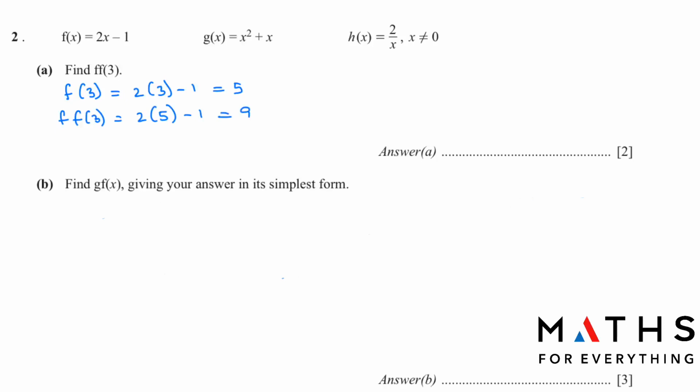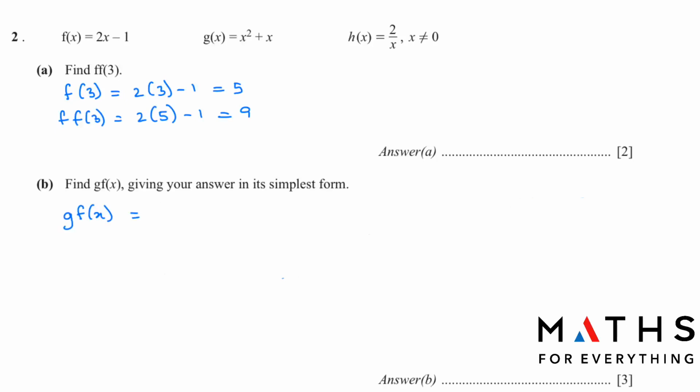And this will give us 9. So this was an easy question. Now find g of x, giving your answer in the simplest form. This is g of x. So we go from outside. In this equation, in place of x, we are going to substitute f of x, which is 2x minus 1.